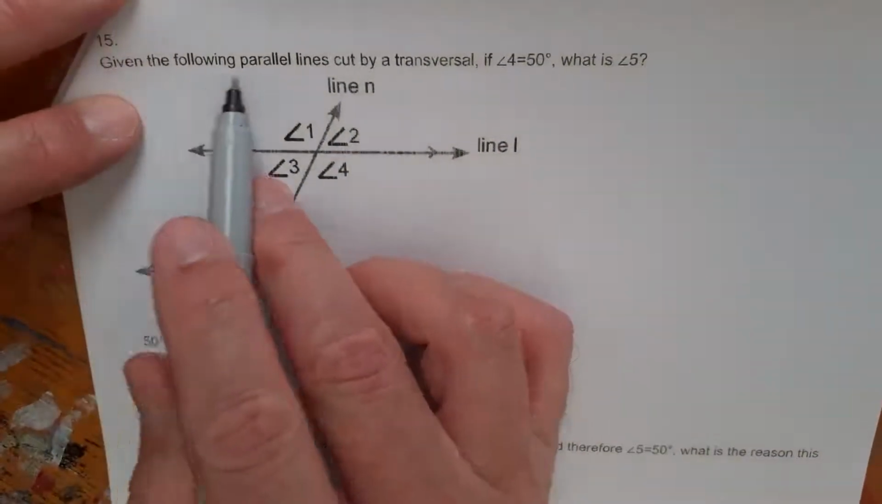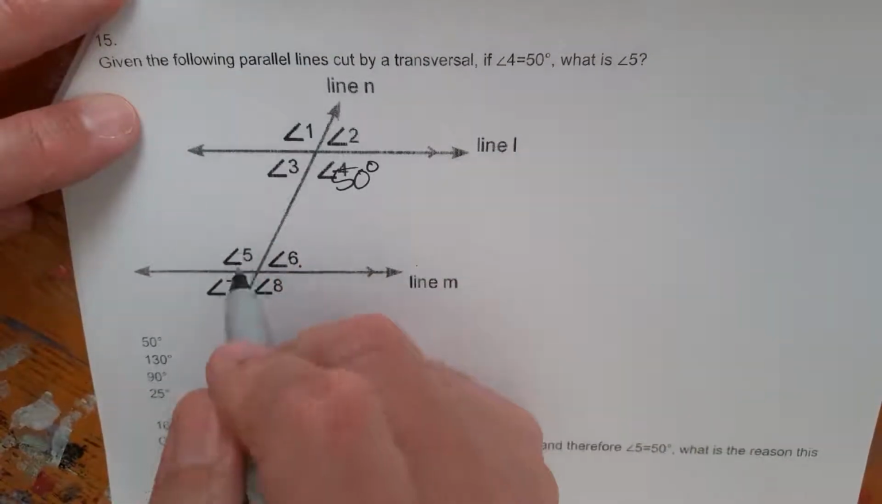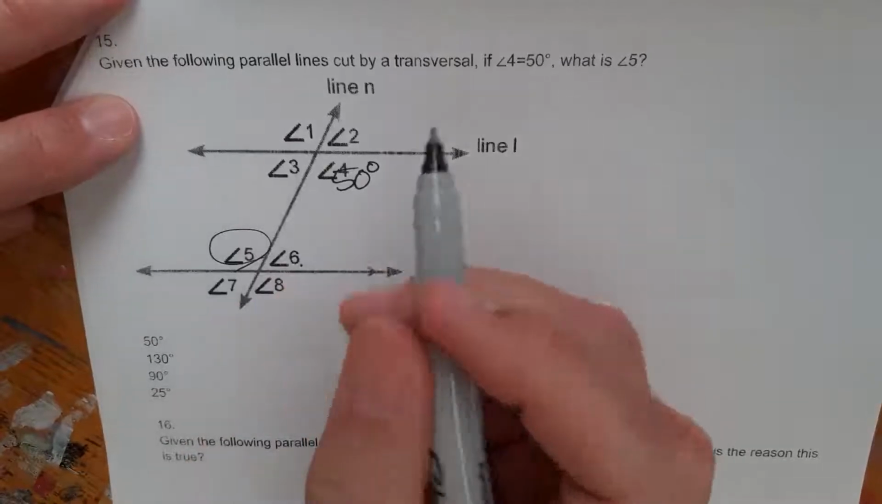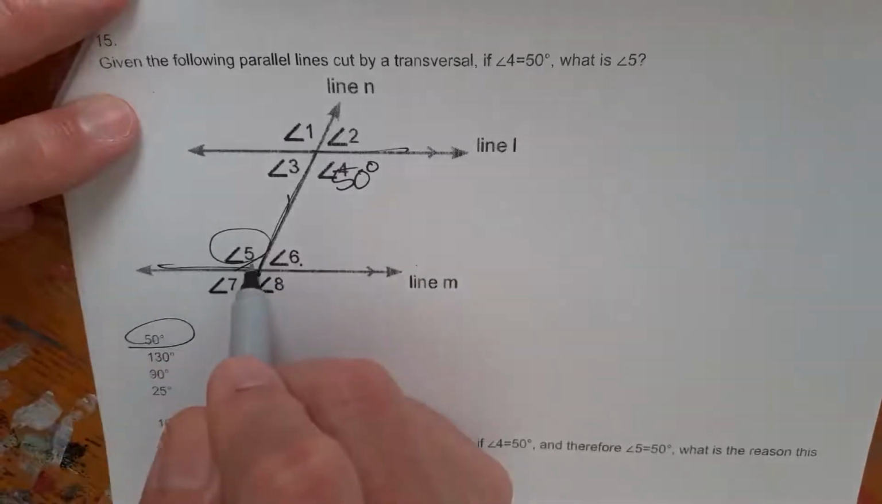All right, given the following parallel lines cut by a transversal, if 4 is 50 degrees, what's 5? Well, they are alternate interior also, so they're equal. If this is 50, this is 50. And look, this is an obtuse angle, but it's 50.